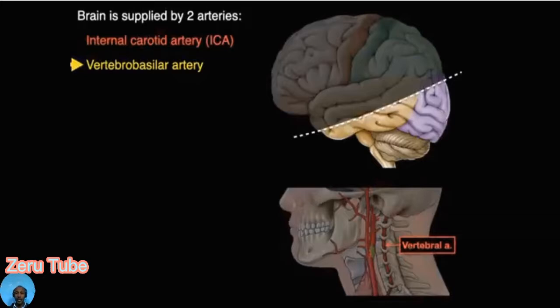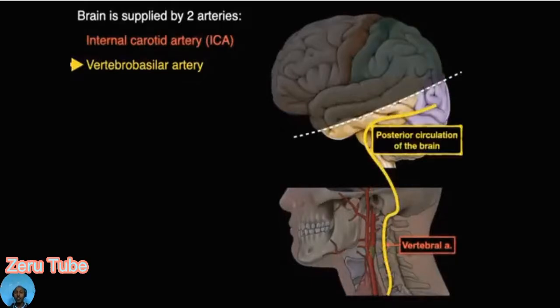And it supplies mainly the posterior parts of the brain, so we can say the posterior circulation of the brain. So we can divide it into two: the anterior circulation of the brain, which is supplied by the internal carotid artery, and the posterior circulation of the brain, which is supplied by the vertebral basilar artery.